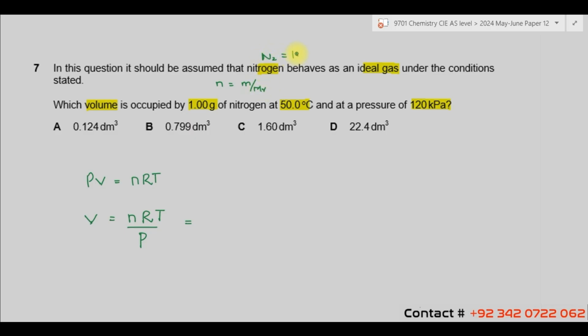Nitrogen is N2. 14 into 2 is 28. So 1 over 28. This is the moles. So instead of n, we can write 1 over 28. R is 8.31, a constant. T is the temperature in Kelvin. Let's convert this to Kelvin: 50 degrees Celsius plus 273 is 323.